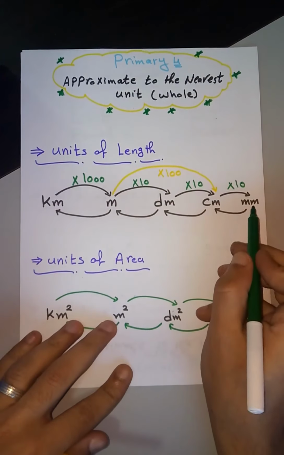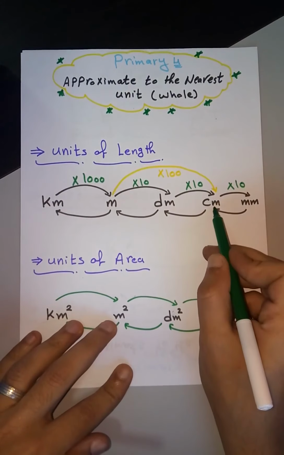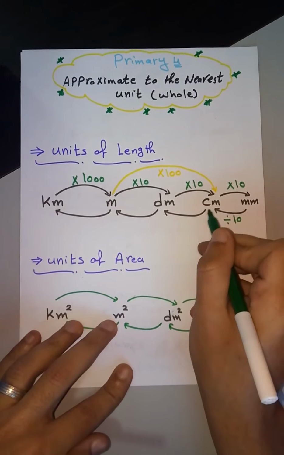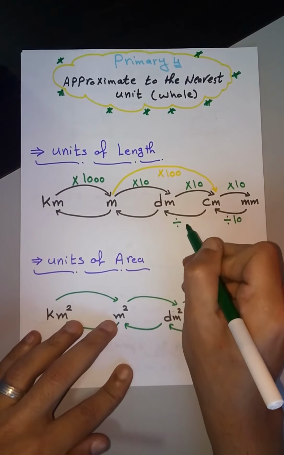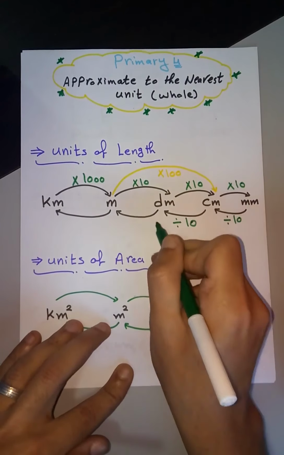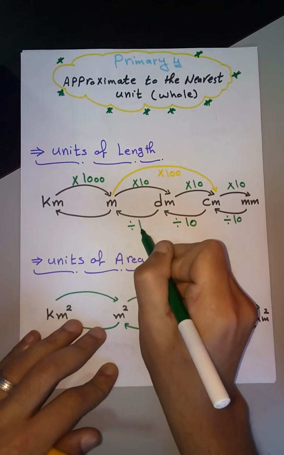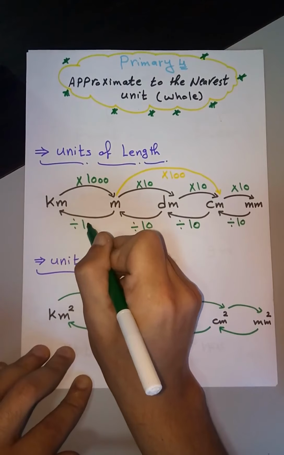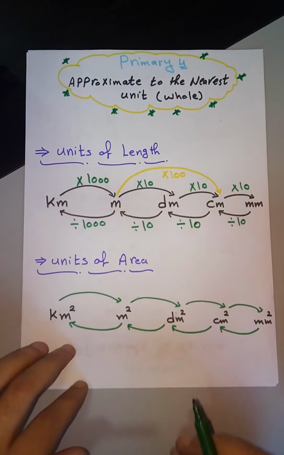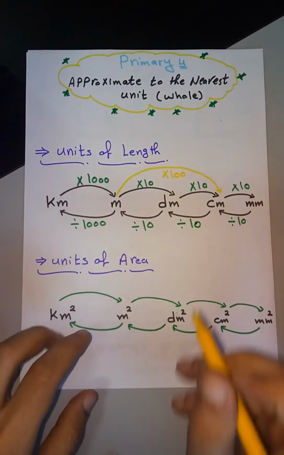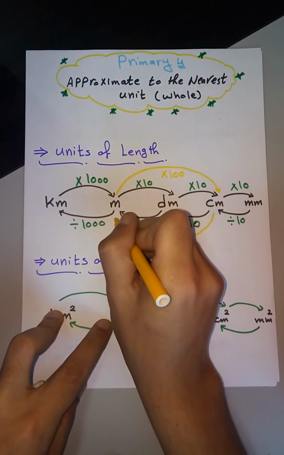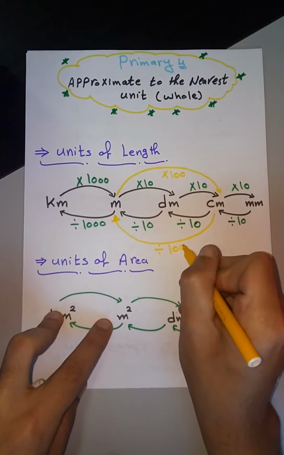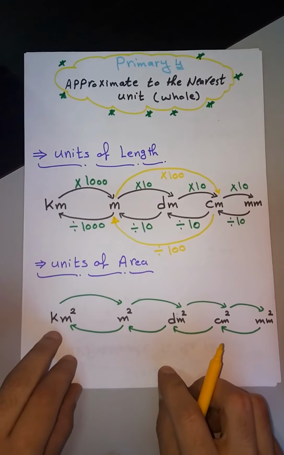If you want to convert inversely from millimeter to centimeter, you have to divide by 10. From centimeter to decimeter, divide by 10. And from decimeter to meter, you have to divide by 10. And from meter to kilometer, you have to divide by 1,000. And also, if you want to convert from centimeter back to meter, you have to divide by 100. The units of area.